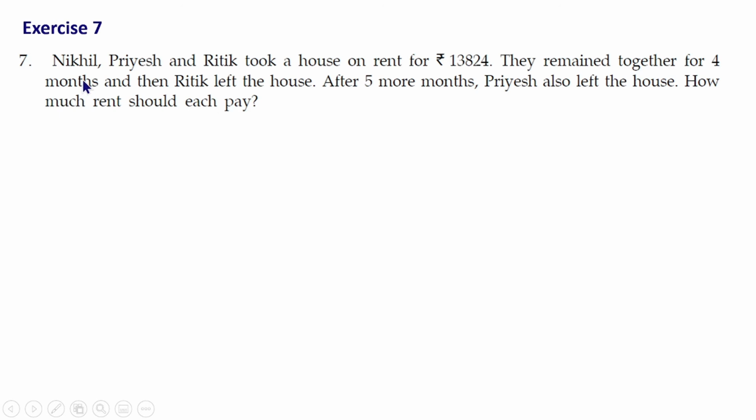So here it is given Nikhil, Priyesh and Ritik took a house on rent, and this rent is for 1 year. They remained together for 4 months and then Ritik left the house. So Ritik stayed only for 4 months. So for 4 months the rent has to be shared between Nikhil, Priyesh and Ritik. Then after 5 more months Priyesh also left. So for the next 5 months the rent has to be shared between Nikhil and Priyesh. And finally for the last 3 months only Nikhil stayed.